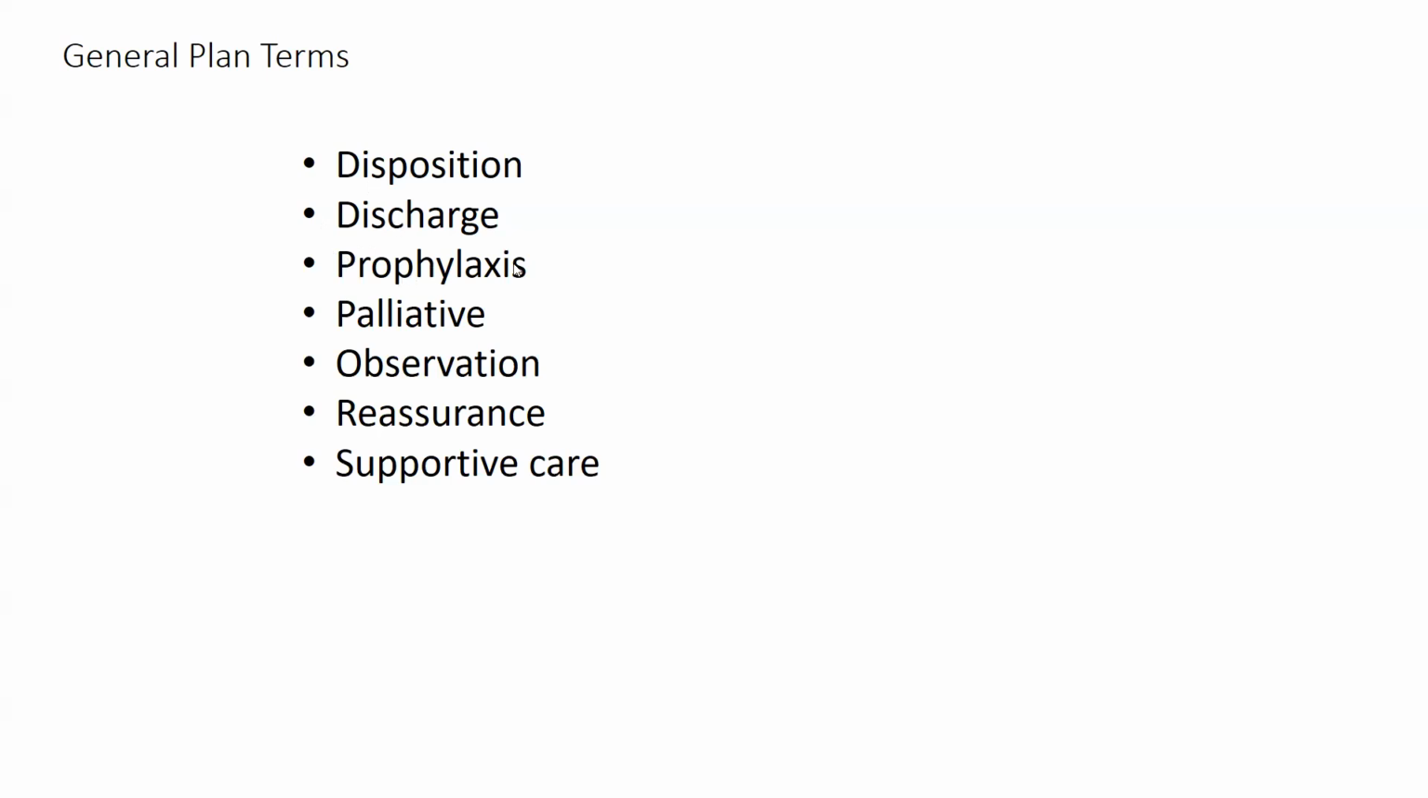Prophylaxis means to prevent. So you may have prophylactic medications to prevent something from occurring, from getting a disease. You see this commonly used in terms of contraception. To prevent a pregnancy, you use prophylactics.